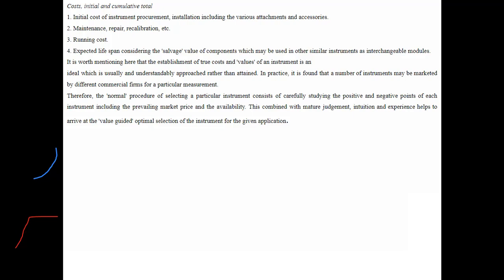In practice, it is found that a number of instruments may be marketed by different commercial firms for a particular measurement. Therefore, the normal procedure of selecting a particular instrument consists of carefully studying the positive and negative points of each instrument, including the prevailing market price and the availability. This, combined with mature judgment, intuition, and experience, helps to arrive at the value-guided optimal selection of the instrument for the given application.